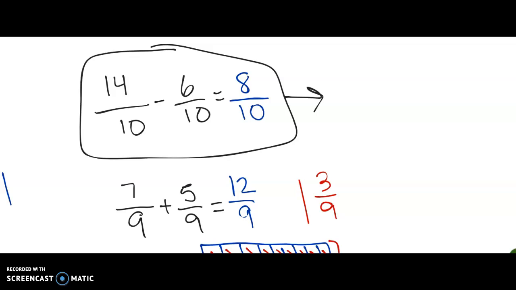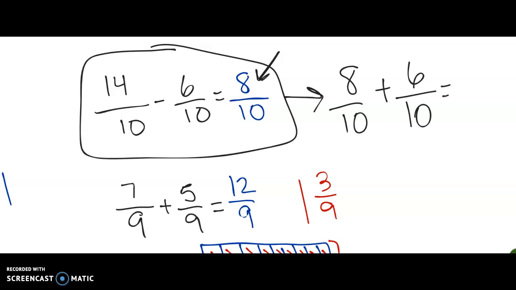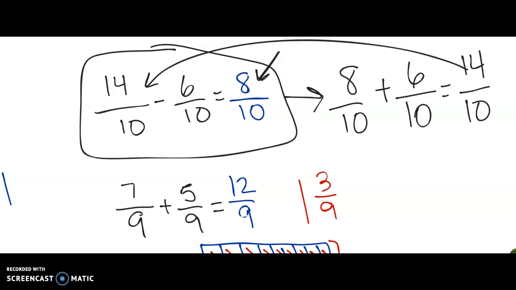So here we subtracted. So now we're going to add. We take our answer, which is 8 tenths, and we add it to 6 tenths. And if we get 14 tenths, which is the same as the number we started with, so you just do it backwards. And that's a way that you can check your answer.